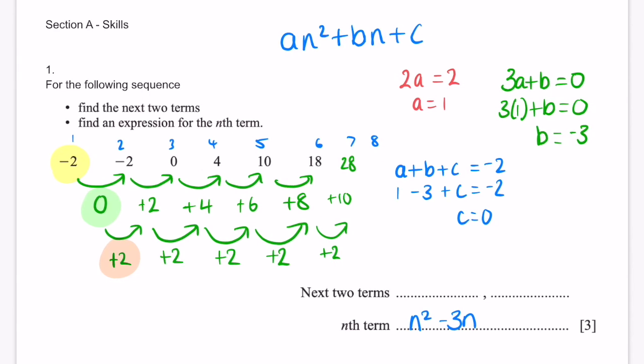So it doesn't matter there whether you're doing it using the formula or whether you're doing it using the differences to start off with, okay? But either way, your next 2 terms are 28 and 40, and your nth term is n squared minus 3n.